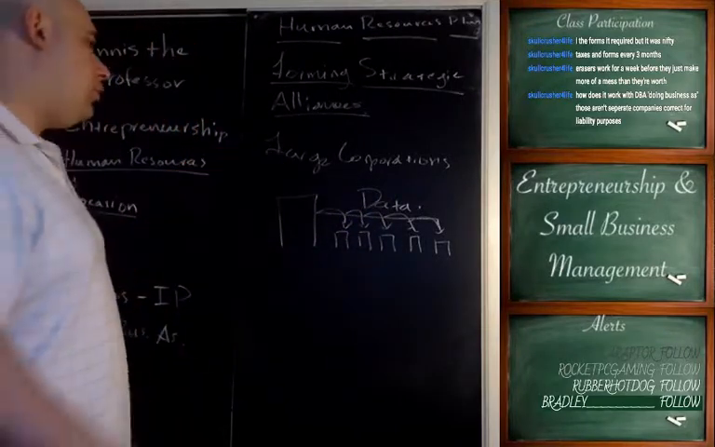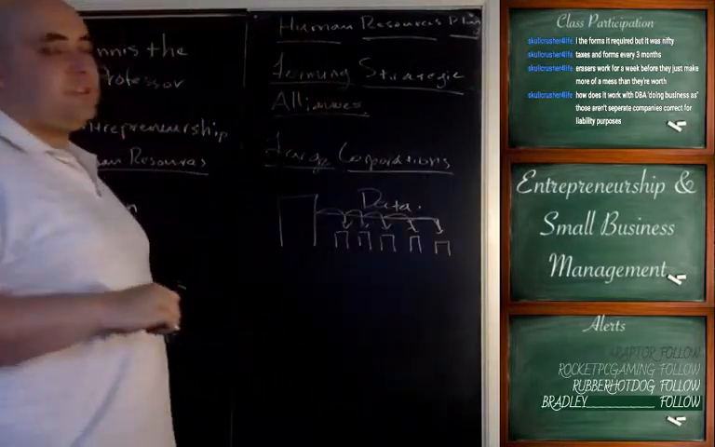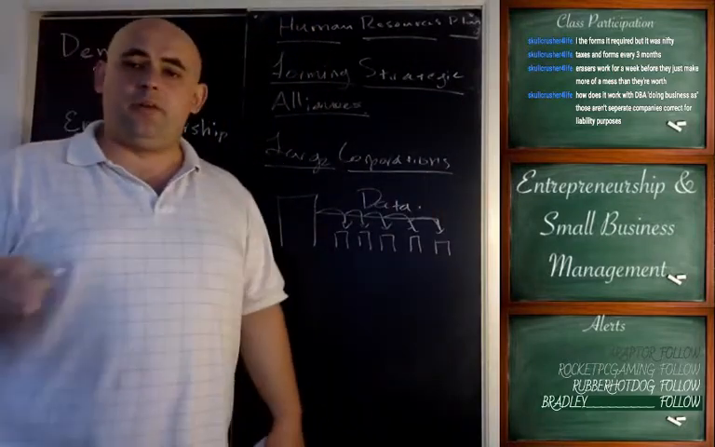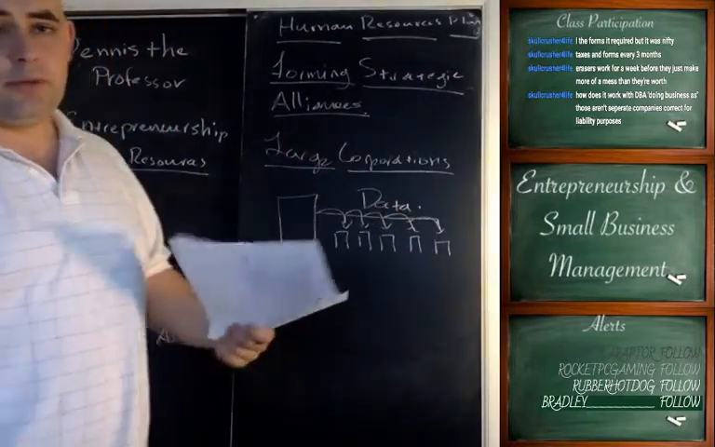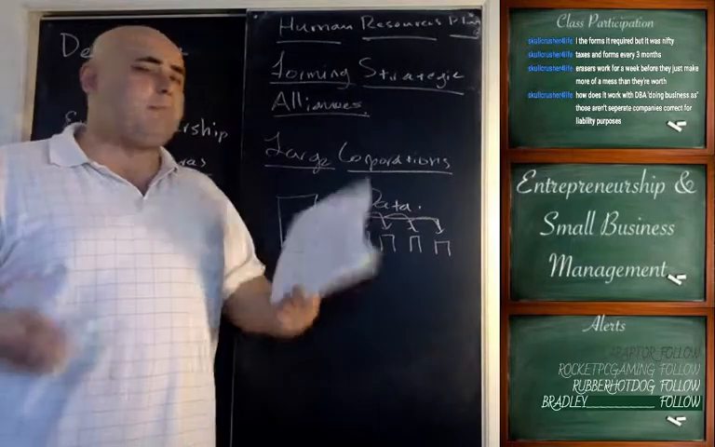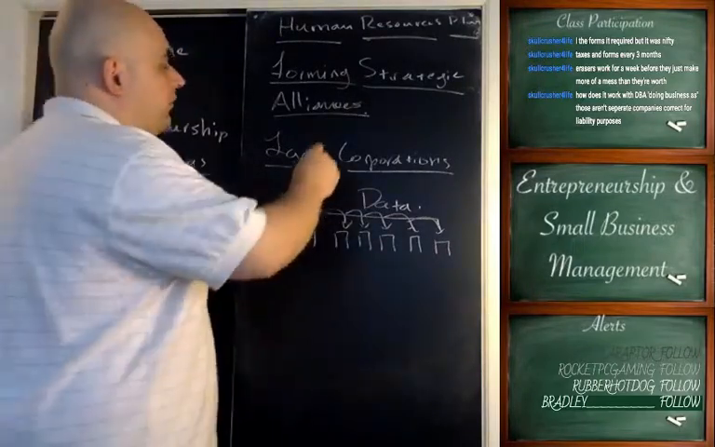When you think about forming alliances with large corporations, remember that large corporations have very strict rules that they usually have to follow internally. And so they might limit what you can do, right? So you need to understand your pros and cons, and you need to weigh them very, very effectively, right?